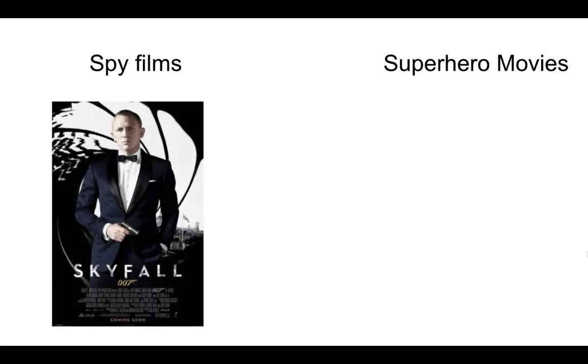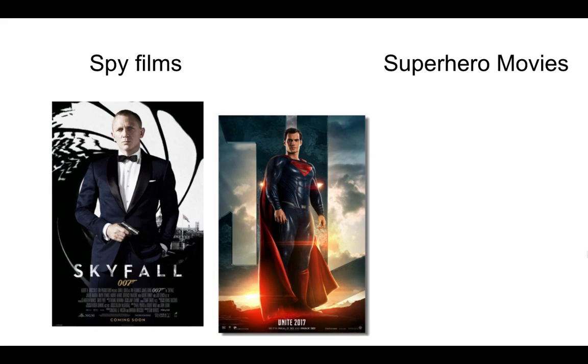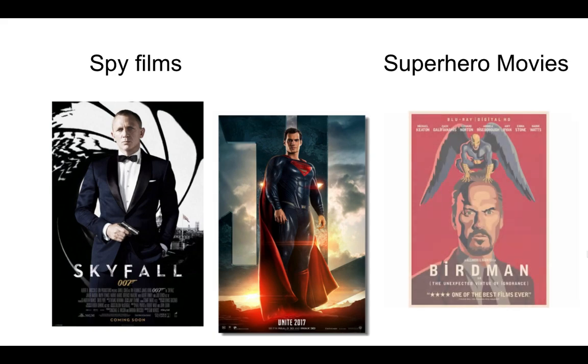Two more types. We have spy films and superhero movies. So a spy film would be like James Bond, like Skyfall, Spectre, Casino Royale. And obviously superhero movies, you know, common superheroes. Superman, Spider-Man, Black Panther, Birdman.